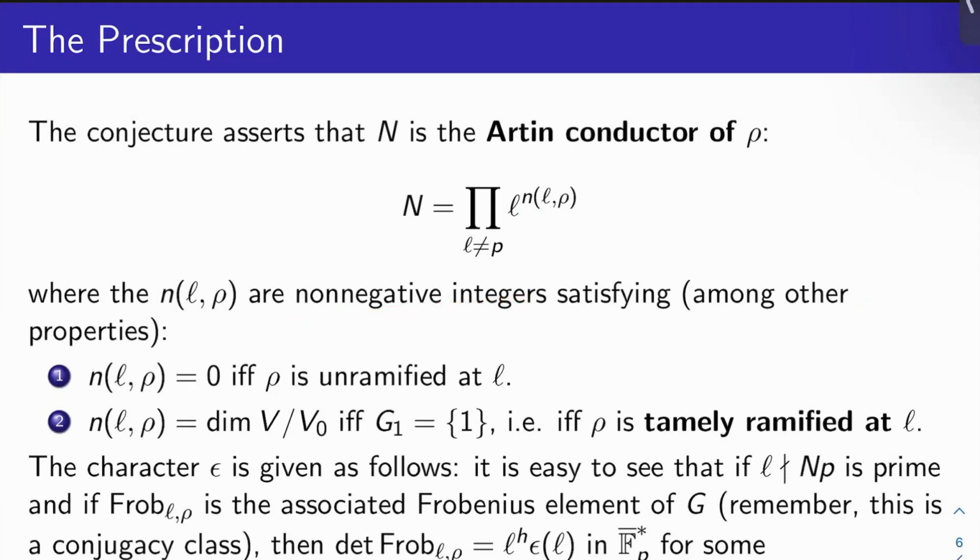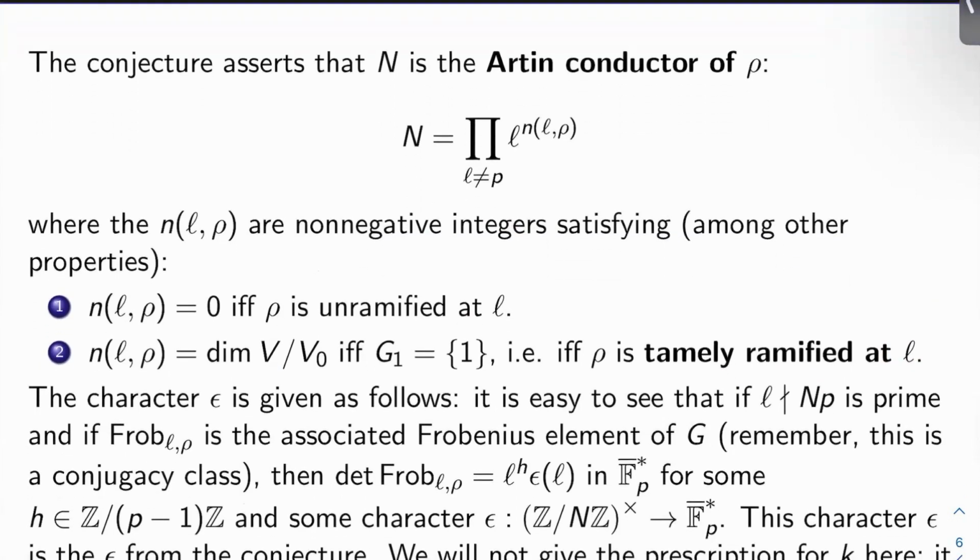among others. First, n_L(rho) is 0 if and only if rho is unramified at L. Second, n_L(rho) is the dimension of V mod V_0 if and only if G1 is trivial, i.e., we have a name for this, if and only if rho is what we call tamely ramified at L. So the ramification isn't too bad in some sense. All right, so that's n, it's the conductor of the representation.